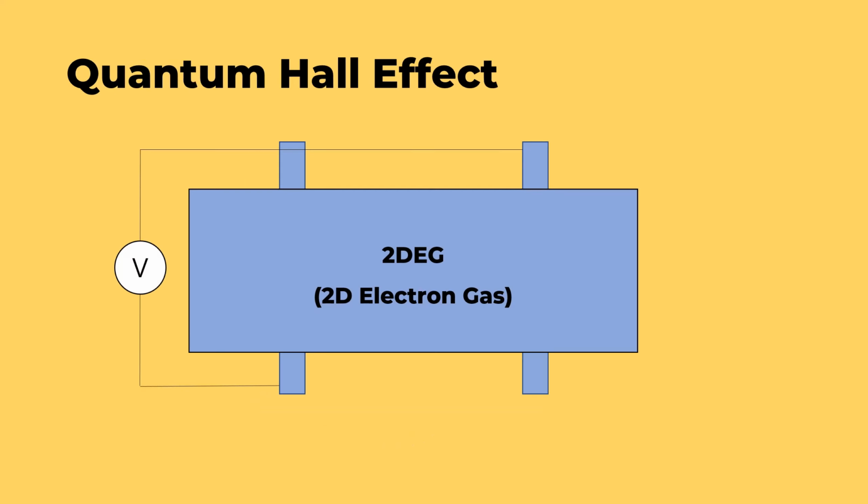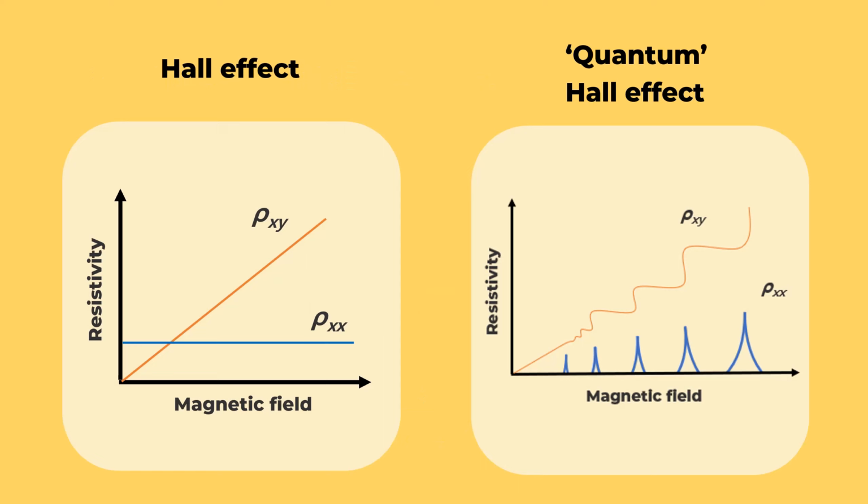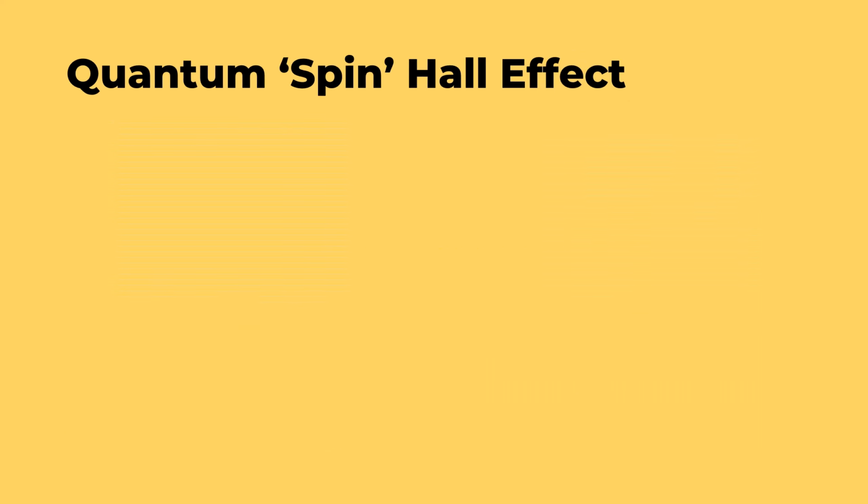However, in the same experiment for 2D electron gas at extremely low temperature and strong magnetic field, the result of resistivity is quite different. First, longitudinal resistivities were not constant. It shows some peaks. Transverse resistivities increase as magnetic field intensity increases, but the relation is not linear. It's like a stair shape. Scientists found out that there is a quantized relation between resistivity and magnetic field.